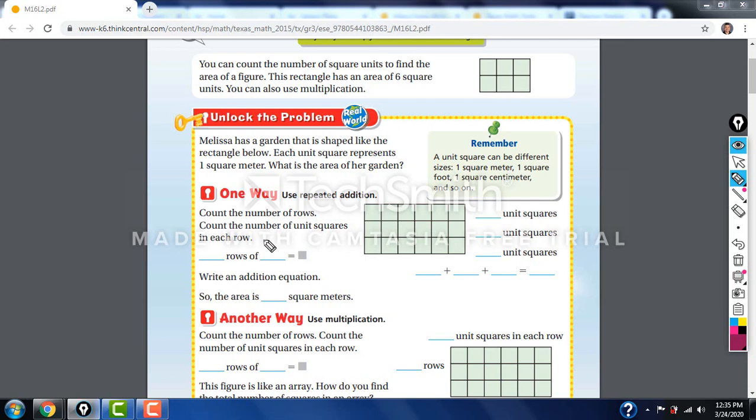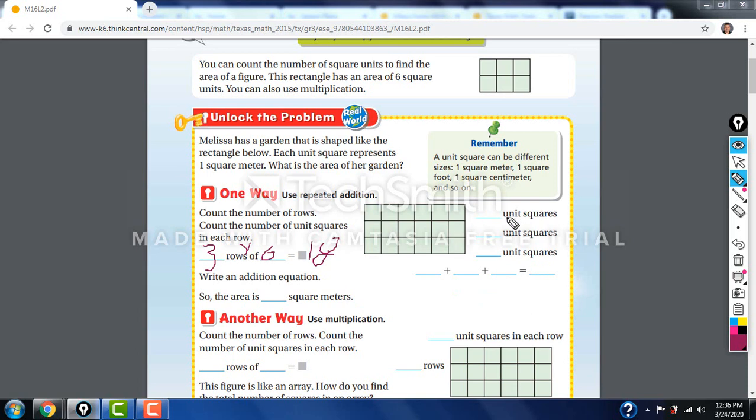So let's go through this. Count the number of rows. How many rows do we have? That is correct. We have 3 rows of how many? 1, 2, 3, 4, 5, 6. 3 rows of 6. So my area is 18. Yes, my area is 18. And again, 3 times 6, length times width.